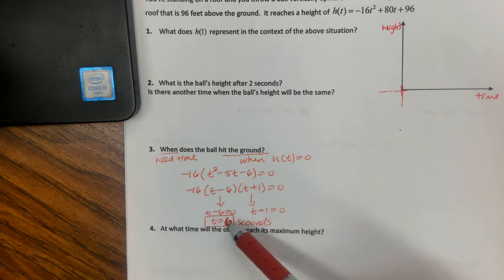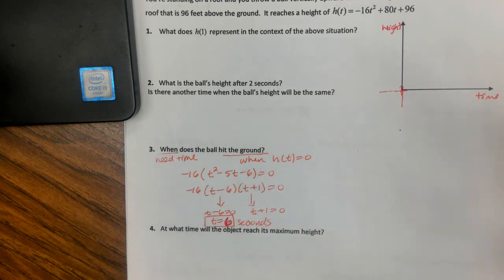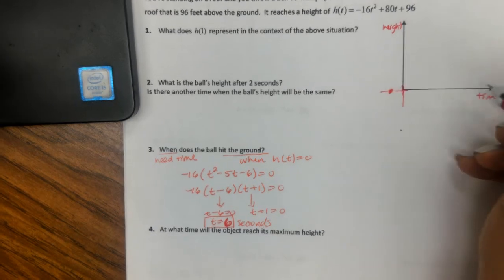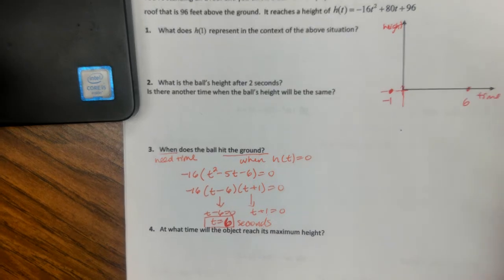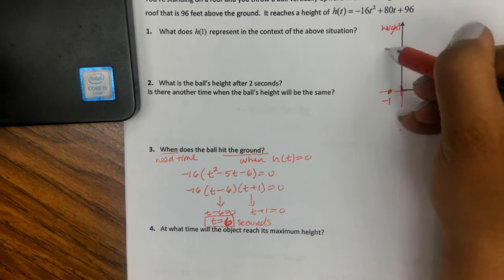Obviously, we're going to say 6 is the answer because in real life you can't have time to be negative. But if it's just a simple graph, we can plot the -1. And then here we plotted the 6. So this is -1, this is 6. And then we're going to eyeball when time is 0. Let's eyeball that this is 96.